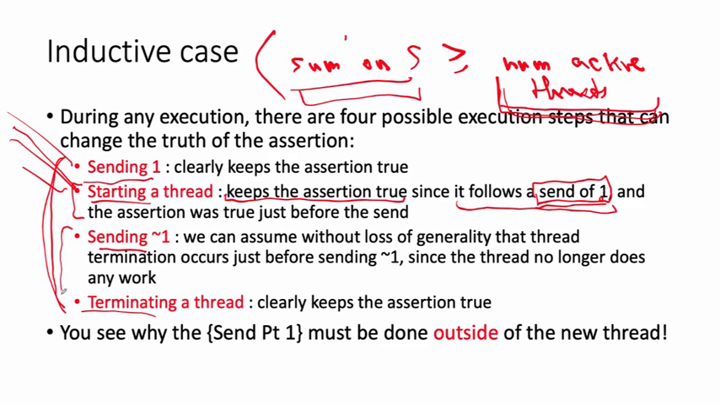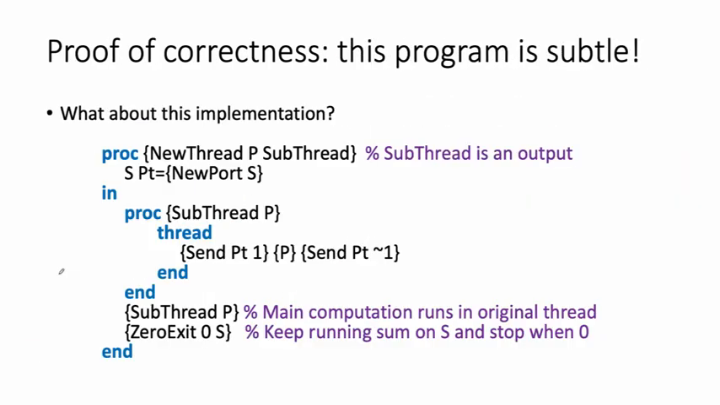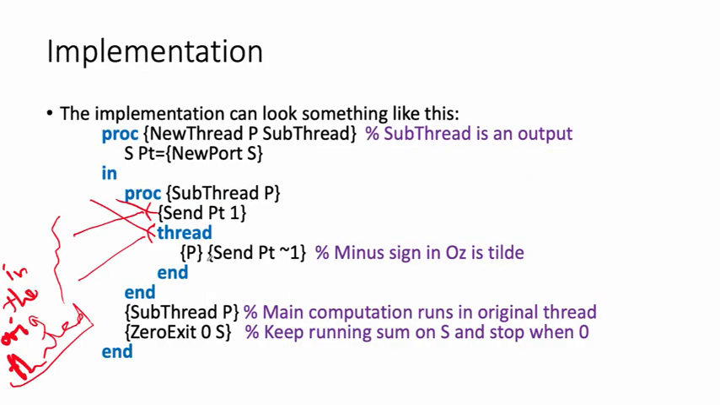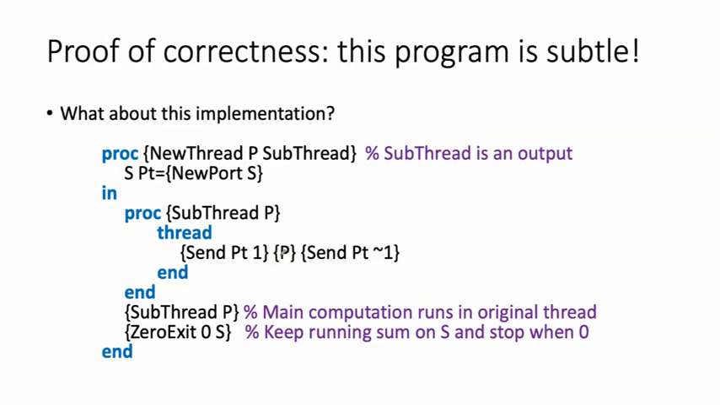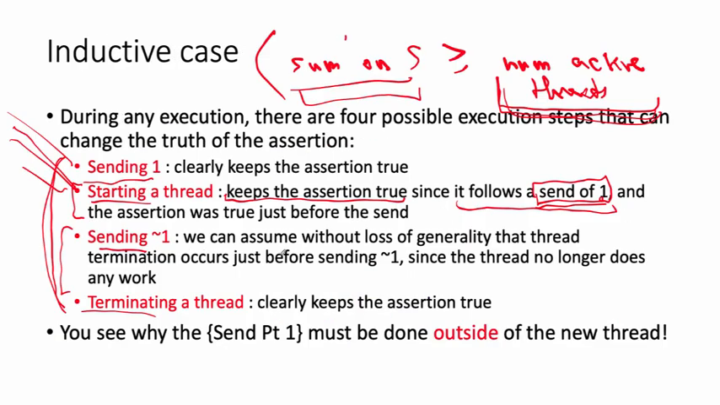Now let's look at the send of -1. Let me show you the code here. The send of -1 is done here, and then the thread is terminating just after. When we do the send of -1, the thread still runs a little bit before terminating, but it does no work here. Nothing, no other actions are done.